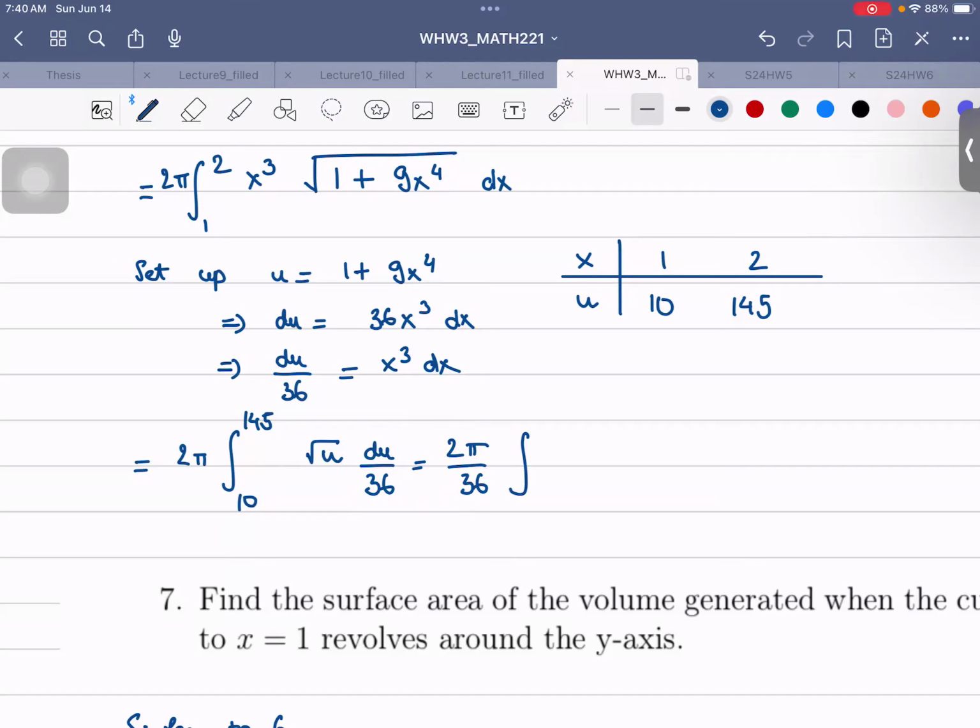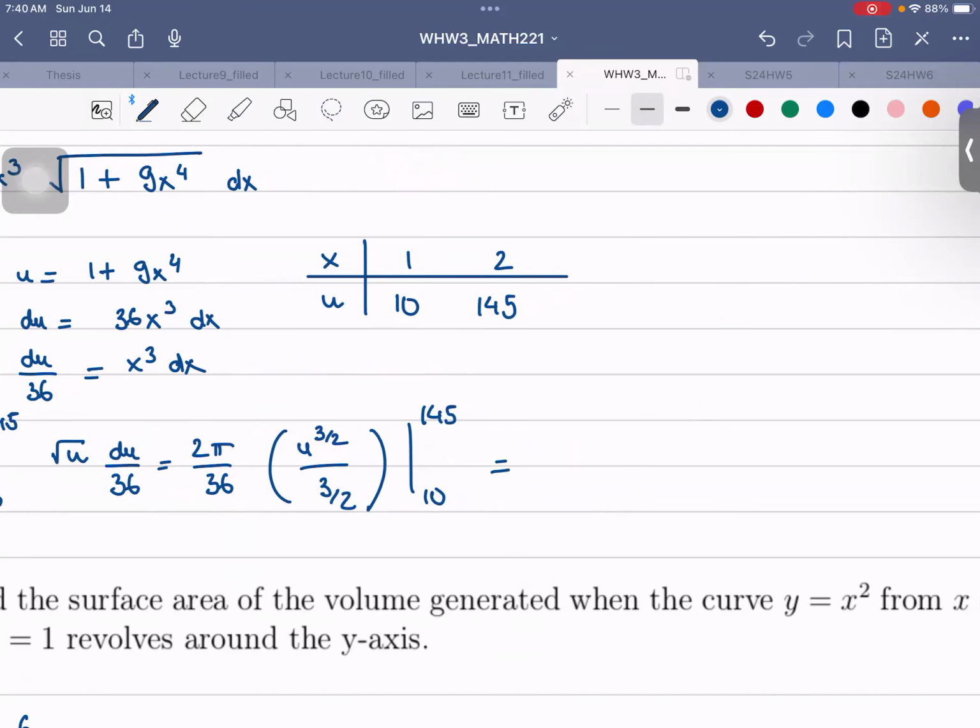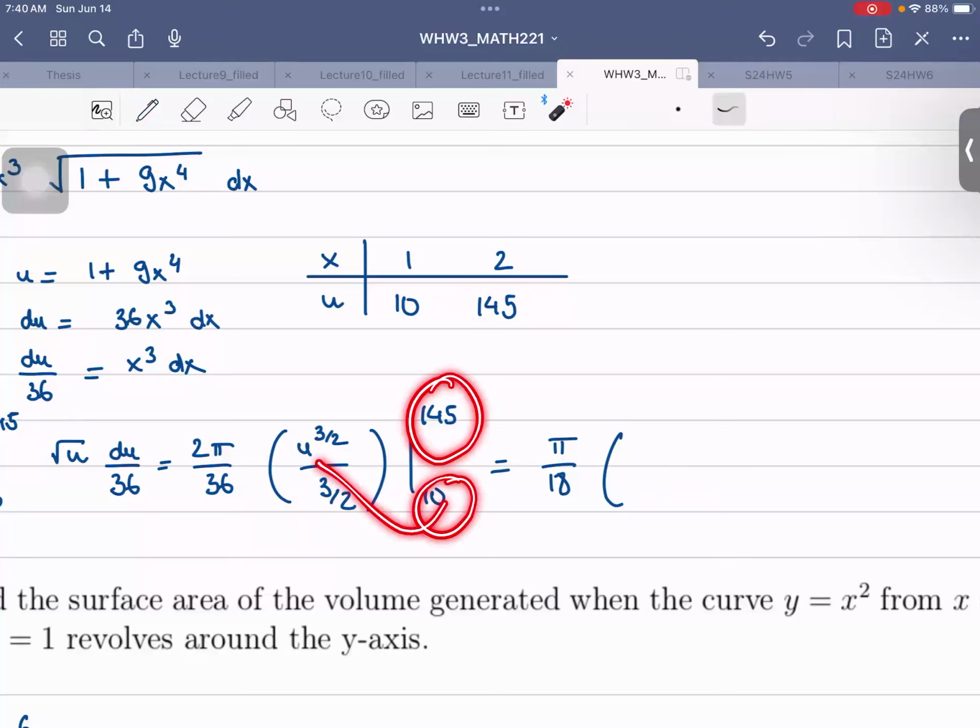I have the integration, the square root of u is u to the power of 3 halves divided by 3 halves. The bound is from 10 to 145. And then you have pi over 18. You just need to plug in the upper bound and lower bound.